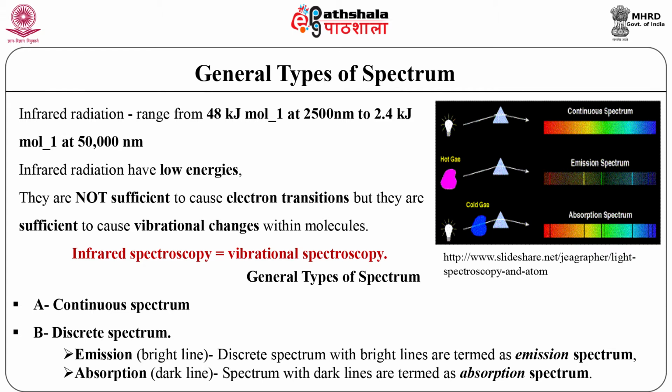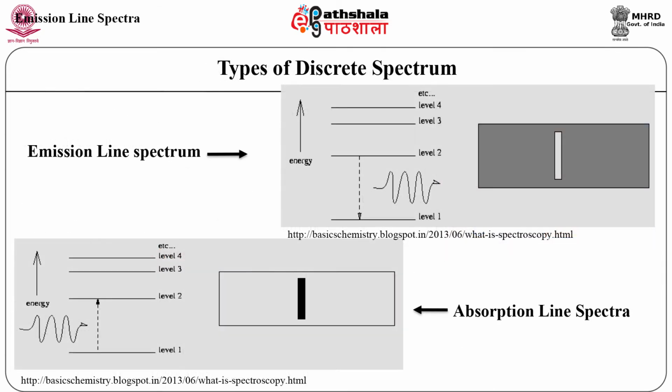Discrete spectrum. In a discrete spectrum, we can observe only brighter or dark lines of very distinct and sharply defined colors or energies. There are two types of discrete spectra: emission spectra, that is bright light, and absorption spectra, that is dark light. A discrete spectrum with bright lines is termed an emission spectrum, and one with dark lines is termed an absorption spectrum.